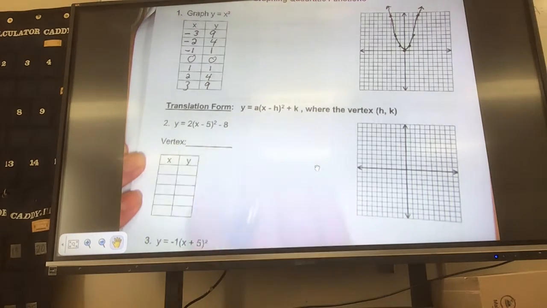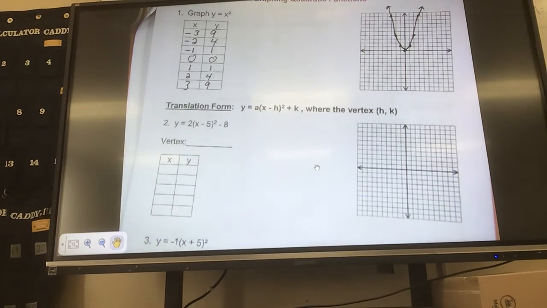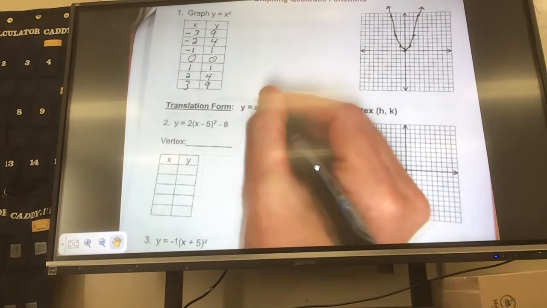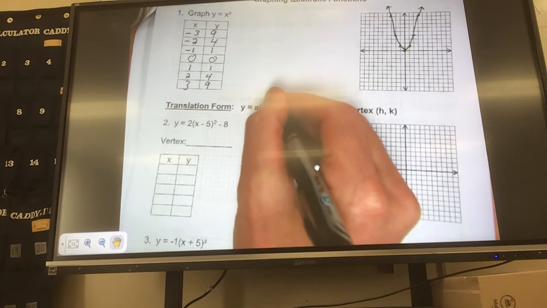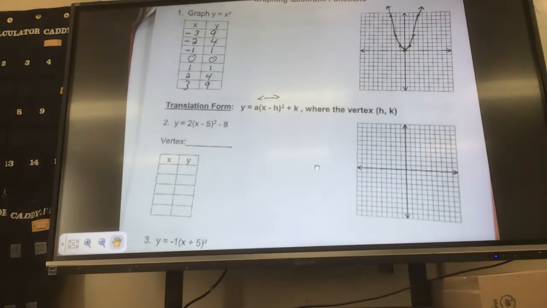Okay? Here's the move it around. The house that I keep referring to is any kind of enclosure, whether it be brackets, whether it be absolute value bars, or in this case, parentheses. So inside parentheses is going to determine my horizontal movement, my left and right movement. And it will always be the opposite. So if I had a 3, my folks told me to go 3, that's to the right 3, right?